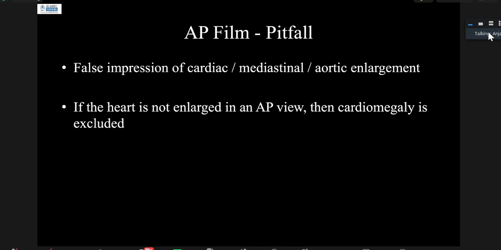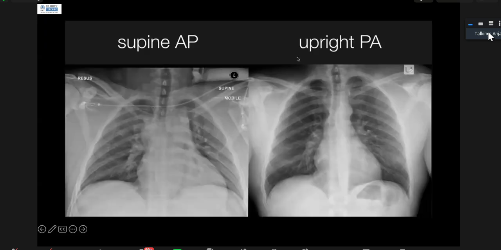That's why we do not mention or comment about heart size on an AP film. Okay, so it gives a false impression of cardiac or mediastinal or aortic enlargement. Or the converse is also true: if on an AP film you measure heart size, and if heart size is normal, then that means you are excluding cardiomegaly. That part is clear, isn't it? So on an AP film, even in spite of the magnification, when you measure heart size and it shows normal, it means there is no cardiomegaly.